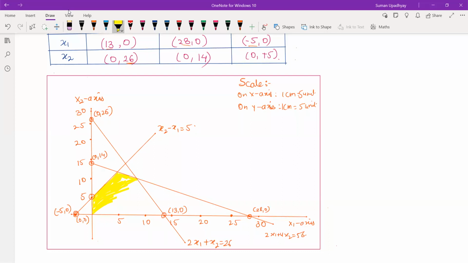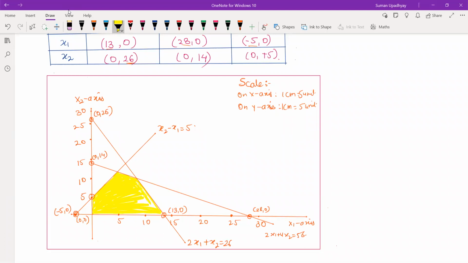Is this a common region of all the three? We are having three lines. So क्या ये तीनों लाइन का common region इधर आ रहा है? Yes, ma'am. Yes. Now look at all the three lines.